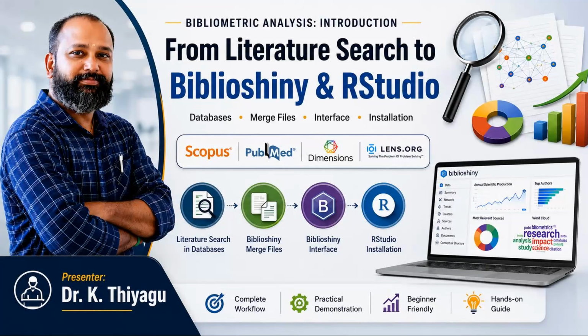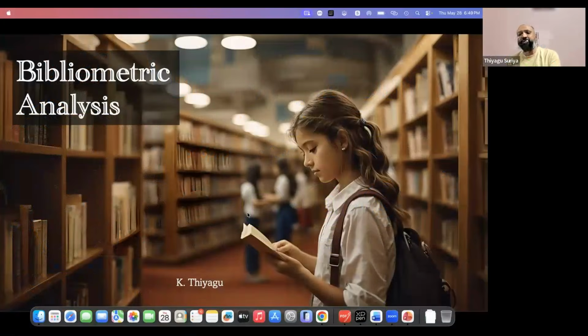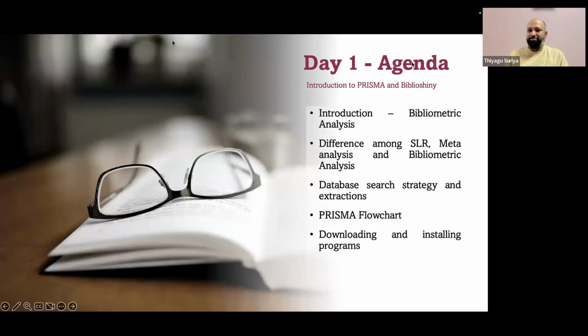The topic of bibliometric analysis. Today, I'm focusing on what is meant by bibliometric analysis, and just giving an orientation or input about what is called bibliometric. The second one, I'm focusing on the difference between systematic literature review, meta-analysis, and bibliometric analysis, because when you think about bibliometric analysis, people confuse it with these other terms. Therefore, I'm giving a small overview about the difference among the three.